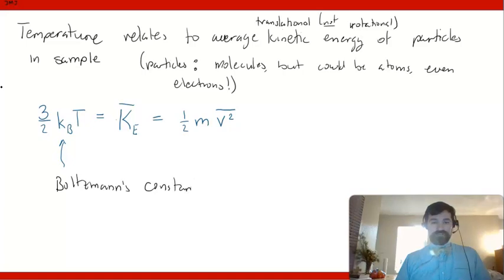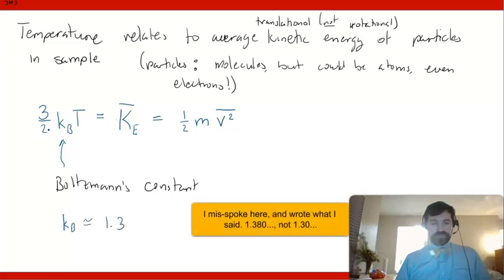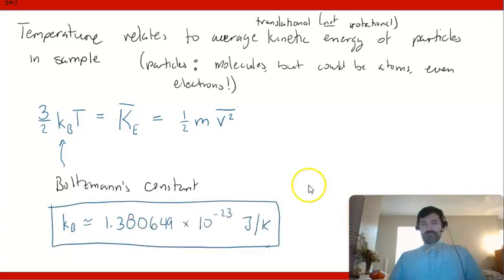And it has a value of Kb of about 1.38 times 10 to the minus 23 joules per Kelvin. Okay, you can approximate it as 1.38 or 1.381 times 10 to the minus 23. It has more digits after that. It is a fundamental constant of the universe, and it converts between this kinetic energy and this temperature for a gas that has 3 degrees of freedom.